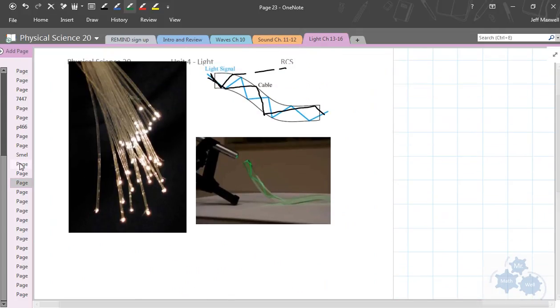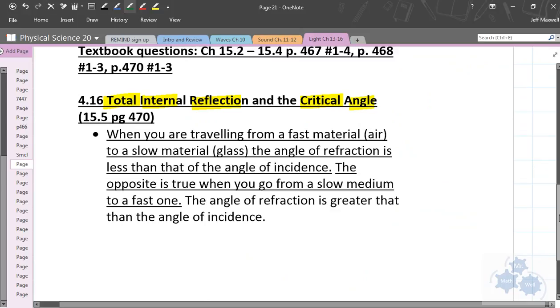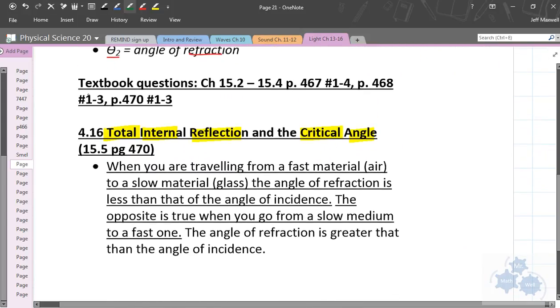All right, so I'm going to set you back. Let's see, where were those questions? Okay, so you can do these questions here. I think we've done some of these already, right? So the 470 is going to be new, and also 472 is the critical angle question. So you can add to this page 472, numbers 1 to 3.